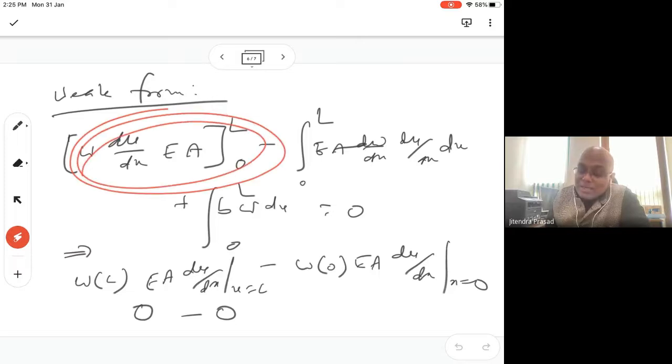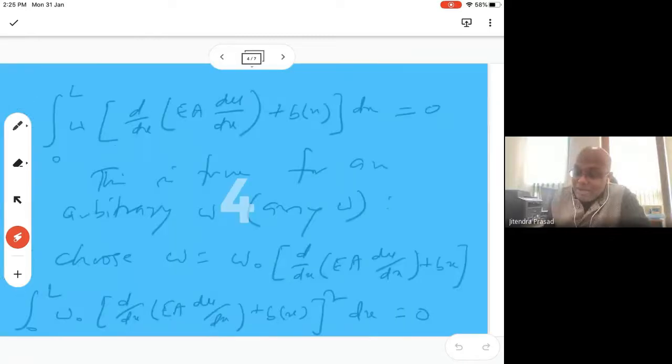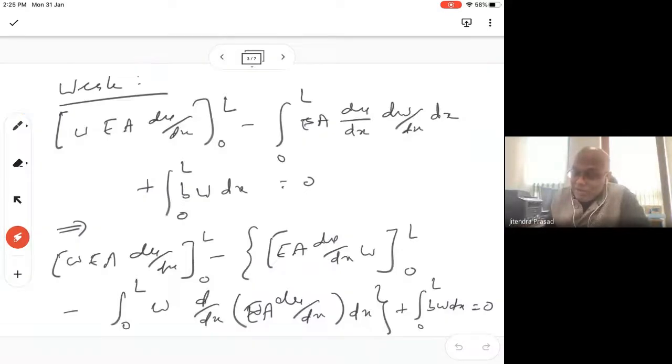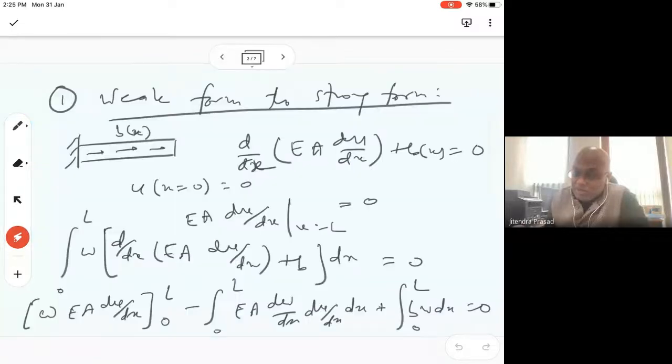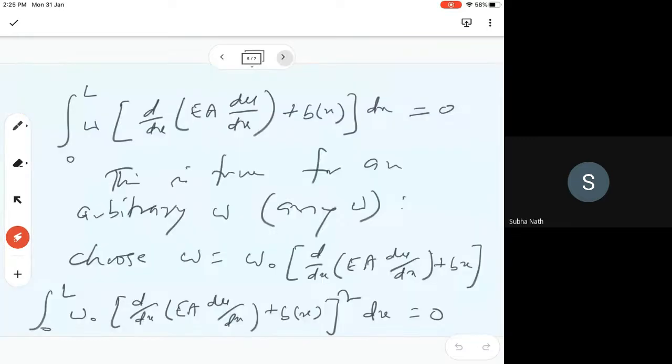So, expand it. In the earlier method, we put the value equal to zero, because there is no force applied. If there is no force applied, then we wrote EA du over dx at x equal to L is equal to 0. If there was a force applied here, we will write F naught here. It all depends on what kind of problem you are solving. Yes, sir. Thank you, sir.